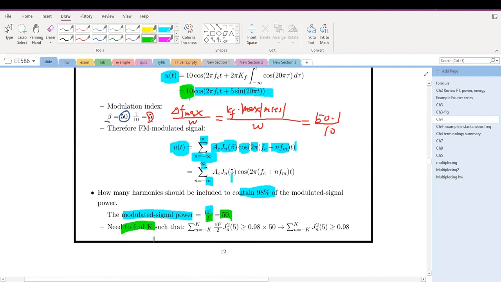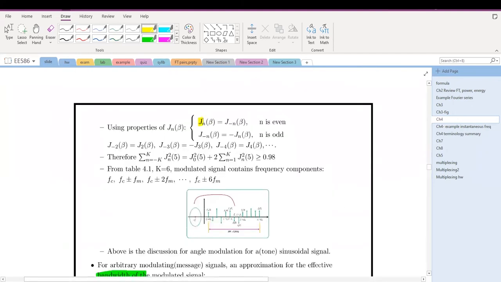So we want to find the big K such that the power contained in the truncated signal from minus K to K, which is 10 squared, because Ac is 10, times Jn squared of 5, since beta is 5, divided by 2, is greater than 98% multiplied by 50. And this is a 50, and this is a 50. We really want this relationship to hold: the summation of Jn squared of 5 from minus K to K greater than 98%.